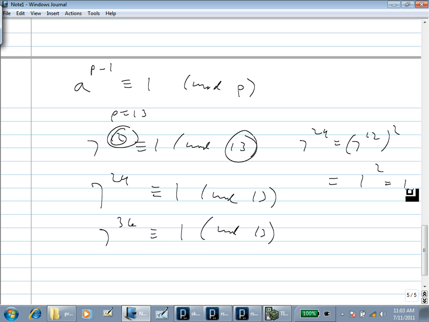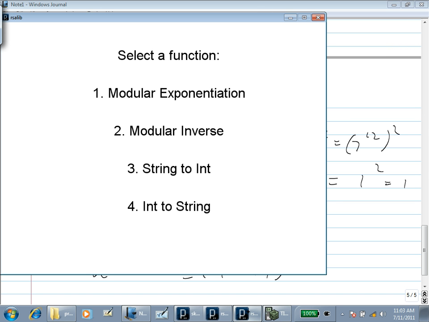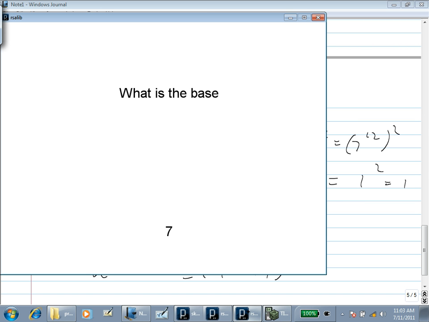So not only that a to the p minus 1 always equals 1, but I'll go more general and say a to the anything times p minus 1 will equal 1 mod p. So if I were to go 7 not to the 12th, but to the 60th power, which is 12 times 5, mod 13, I would also get 1. So in this mod world, the whole rule of raising a power to a power still works.